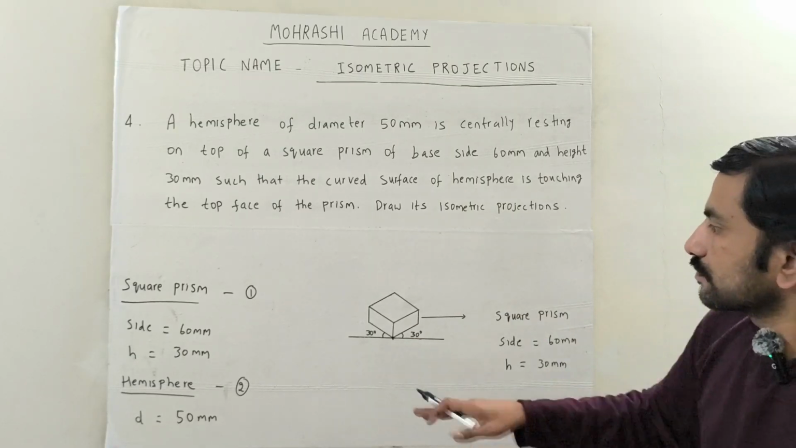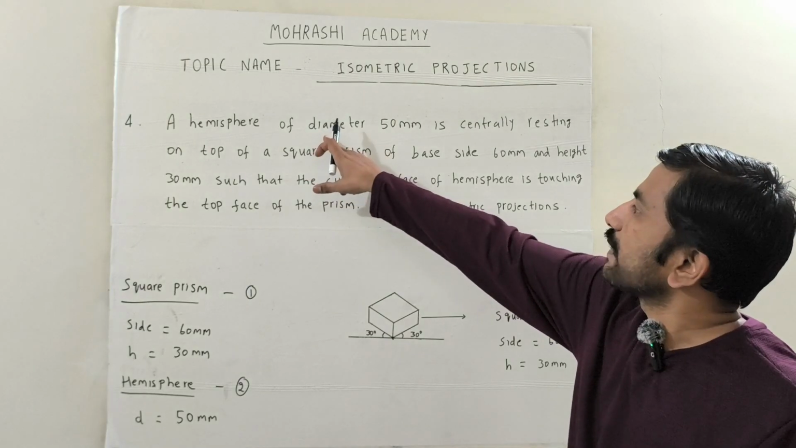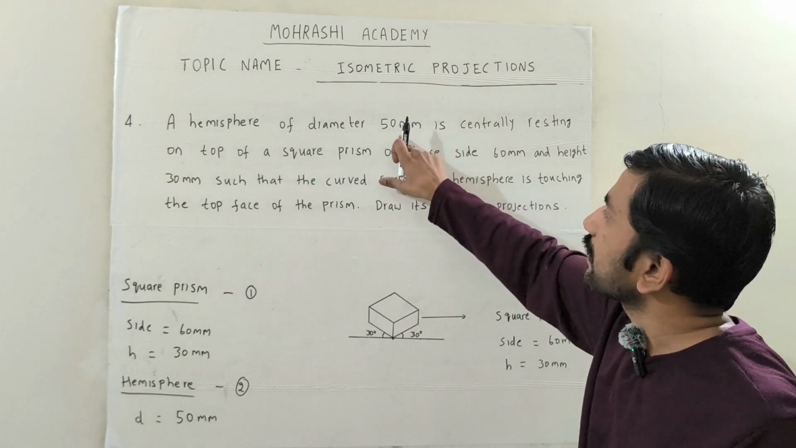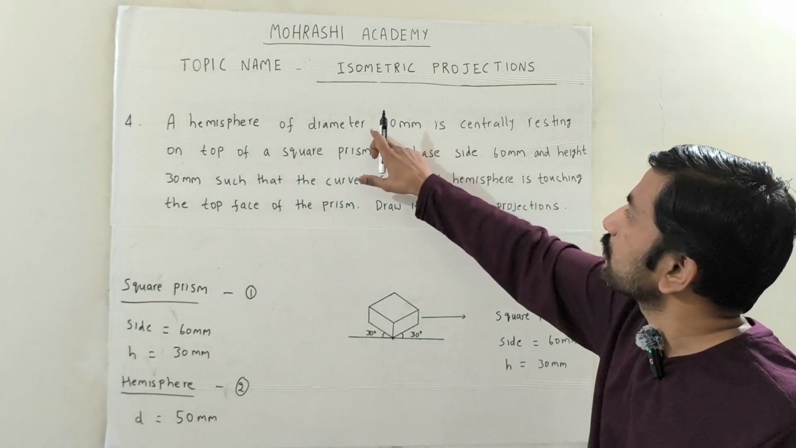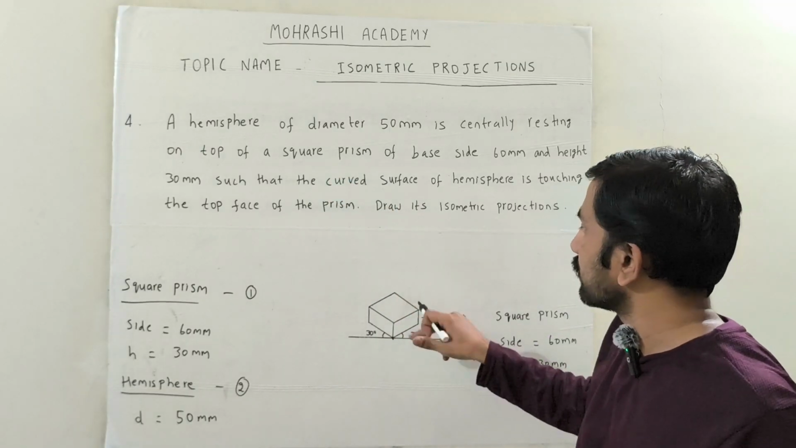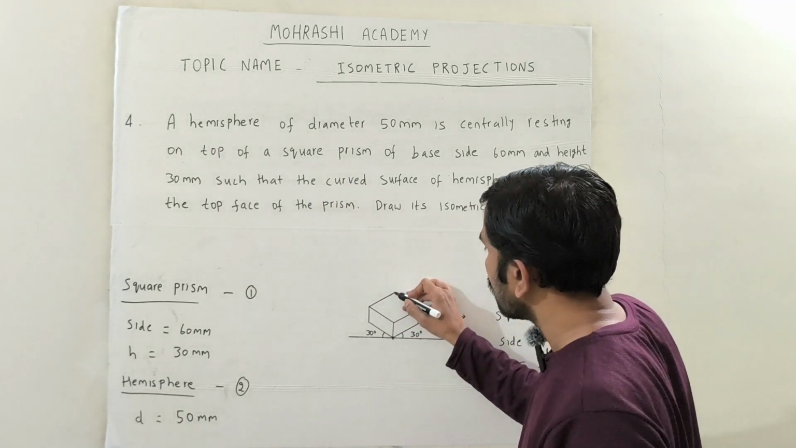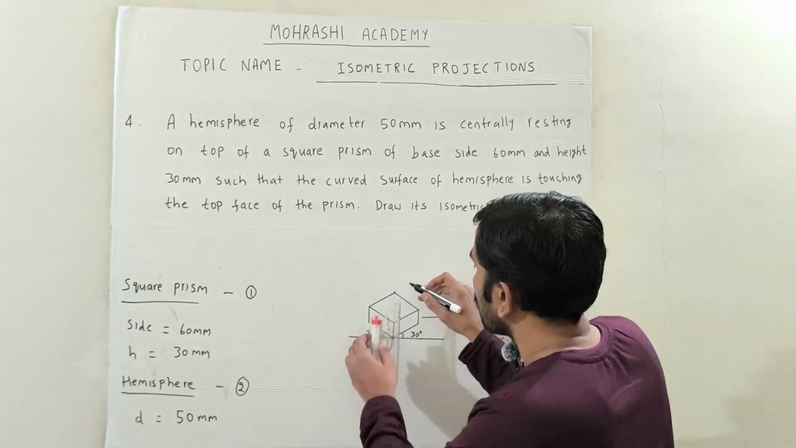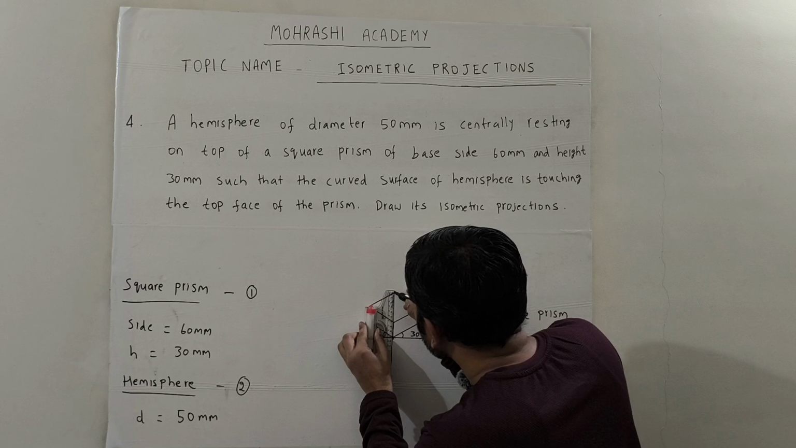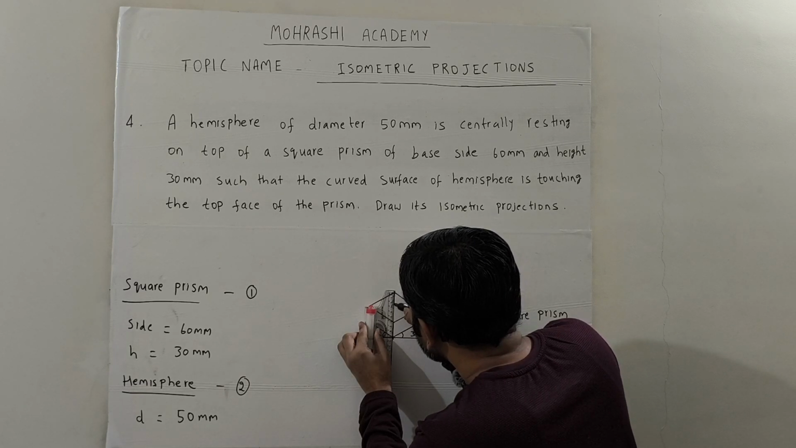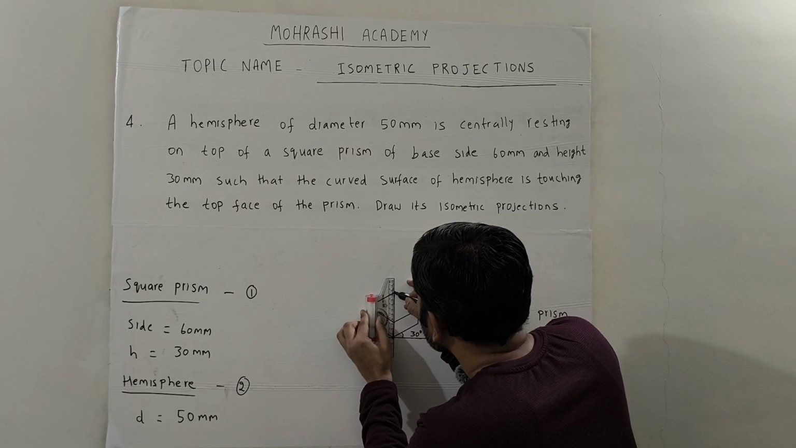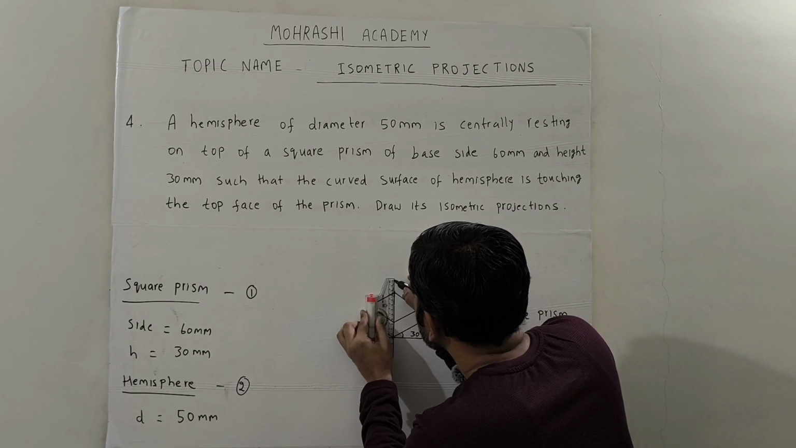Then afterwards I have to consider the hemisphere of diameter 50 mm. Since the hemisphere diameter is 50 mm, I have to place the hemisphere of diameter 50 mm to rest centrally on the top of the square prism. Again from here I have to take two and a half box. 50 mm diameter means two and a half box here. Again from here two and a half box upside.